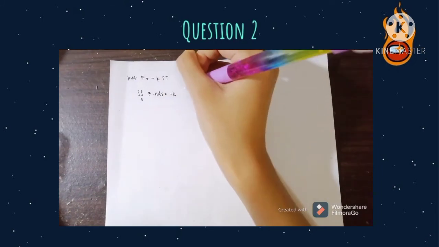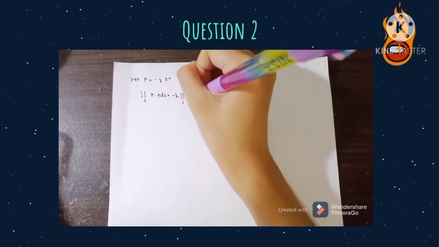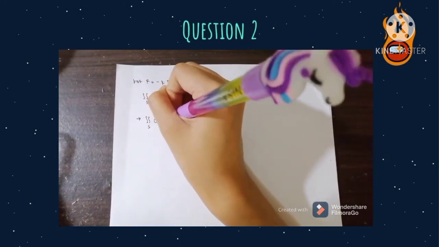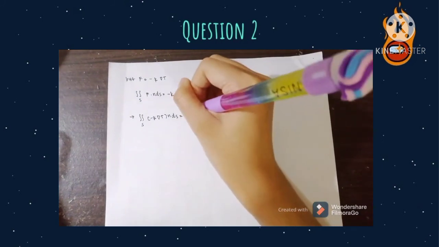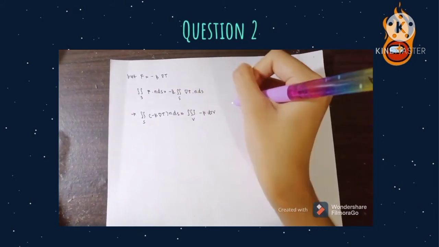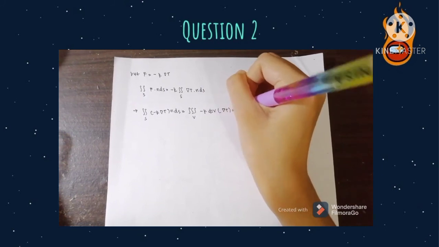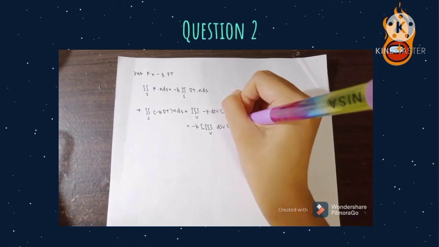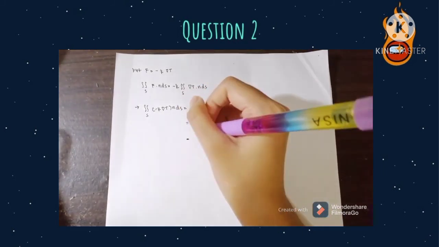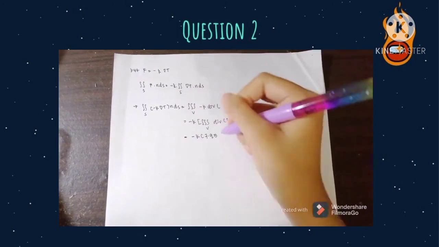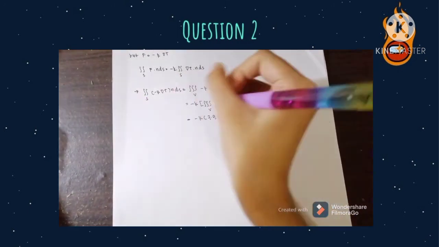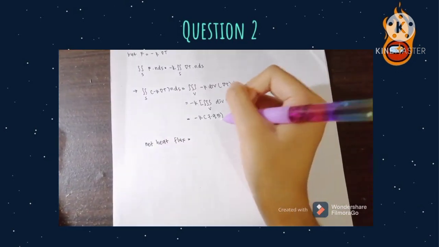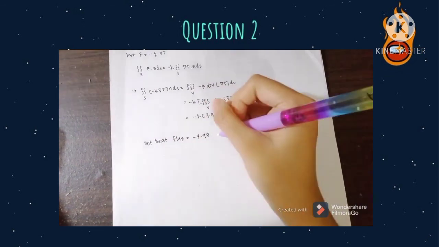equal to negative K double integral over S of the gradient of T. So we just write the question, which is the double integral over S of negative K gradient T dS, equal to negative K times the triple integral over V of the divergence of T dV. So negative K, we take the answer before, 7.95. So the net heat flux is negative 7.95.